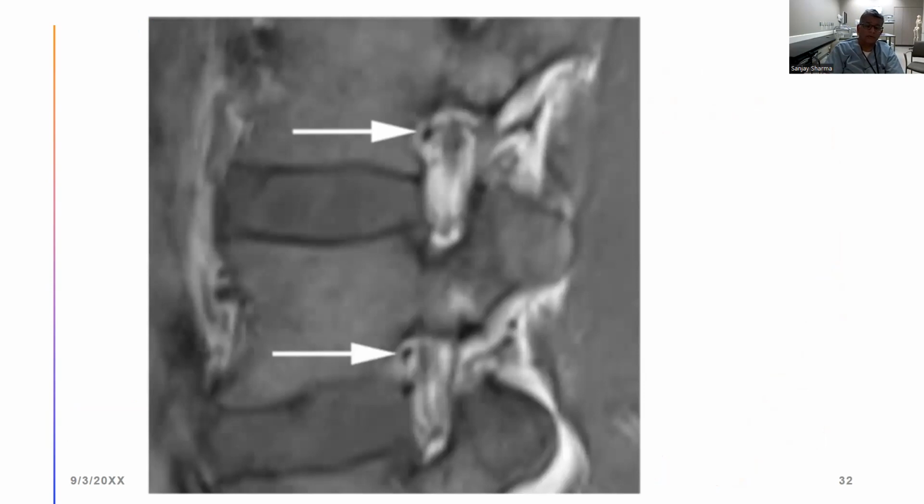Especially in the upper lumbar or lower thoracic area, we have the arteria radicularis magna, which can be injured easily, and it supplies a major portion of the spinal cord. Next slide, please.